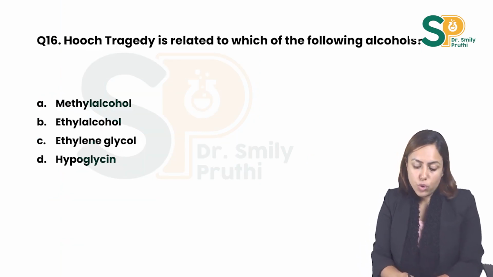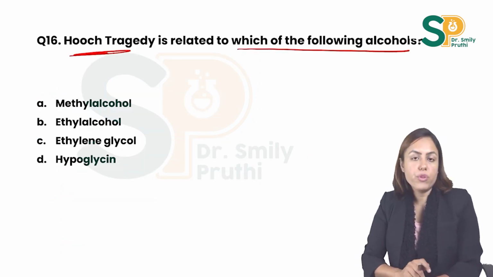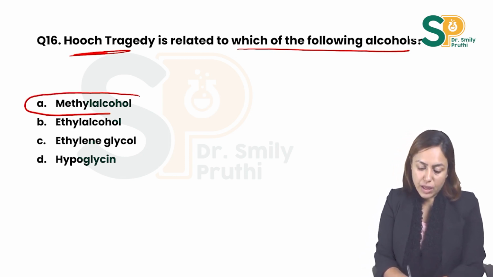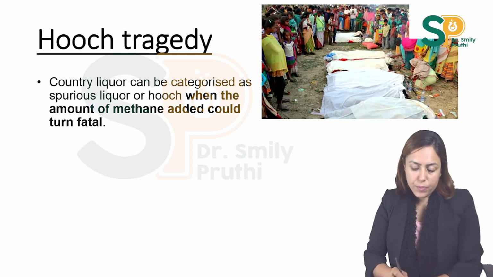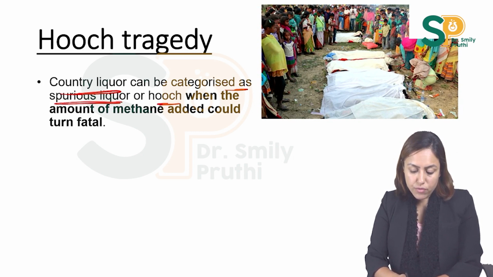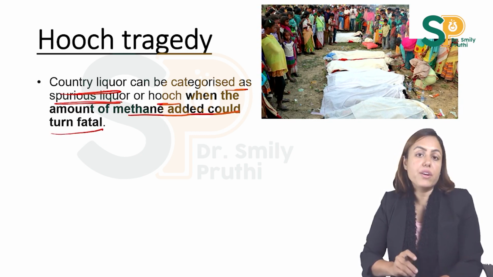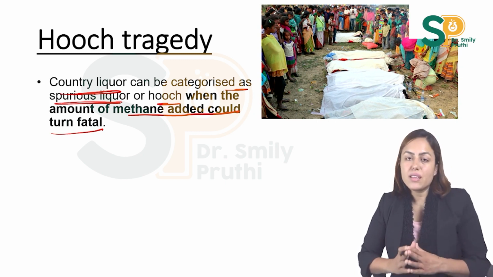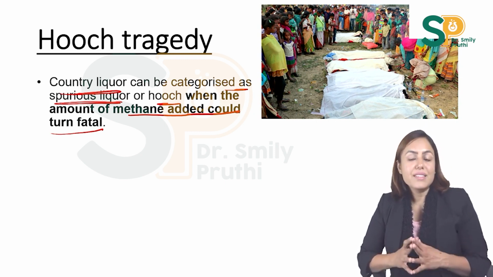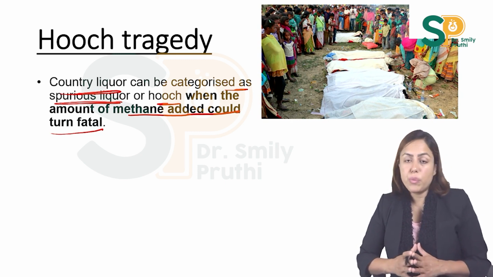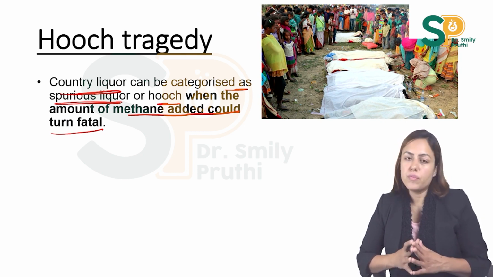Then next question, Hooch tragedy is related to which of the following alcohol? Hooch tragedy is related to methyl alcohol. What do you mean by hooch? Country liquor can be categorized as spurious liquor or hooch when the amount of methanol added could be fatal and death occurs suddenly, right? And sudden death occurs. In newspapers and media, we frequently get such incidences happening because of the making of spurious alcohol here and there, right?